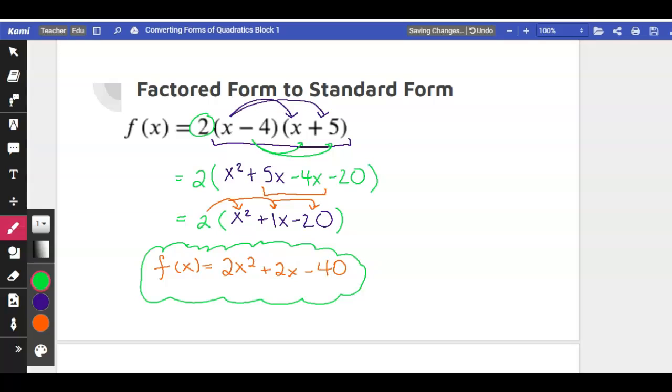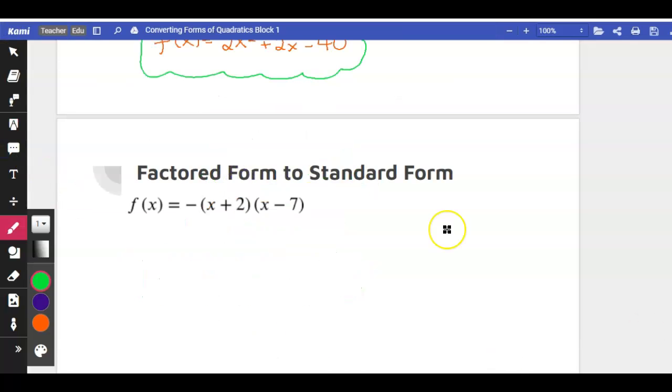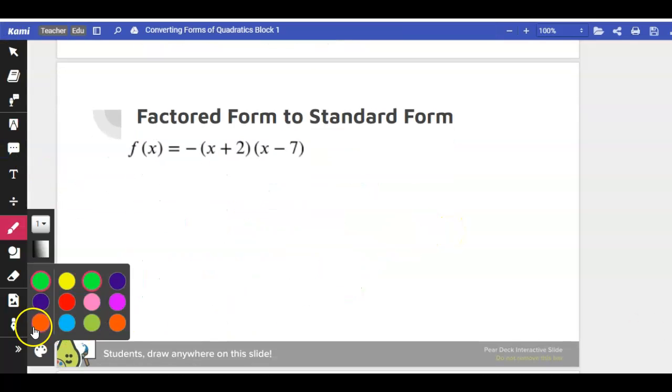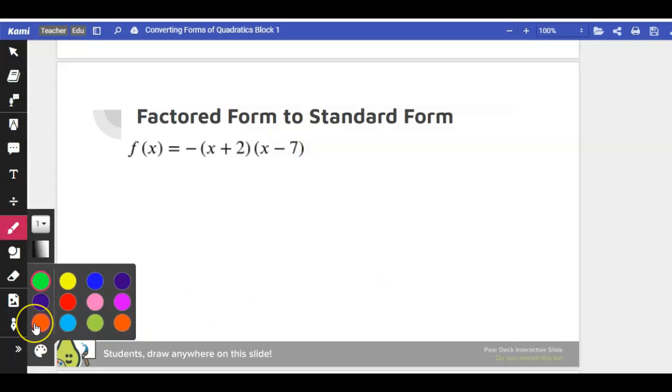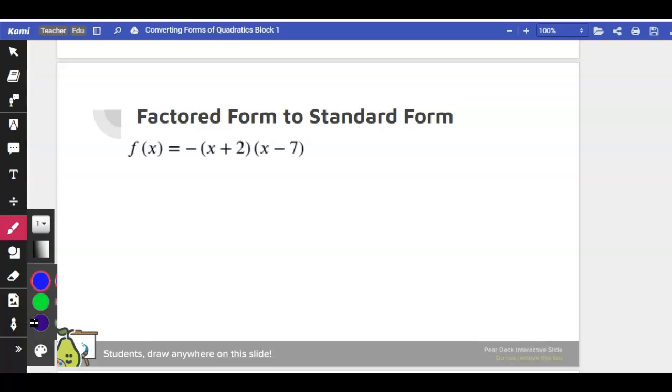And we have one for you to try. So one, and then get you guys out of here. So, I need a new color. Whatever, that blue, we'll work with that blue. Okay, so going to multiply this out, I'm going to use the box method. I'm going to notice, though, that there is a negative 1 in front of this. So whatever I do here, my final step will be to multiply by a negative 1.